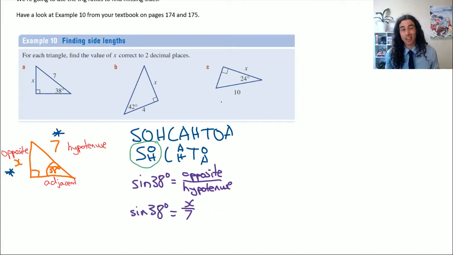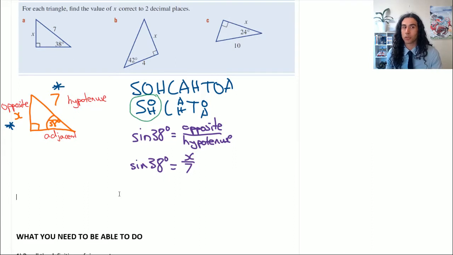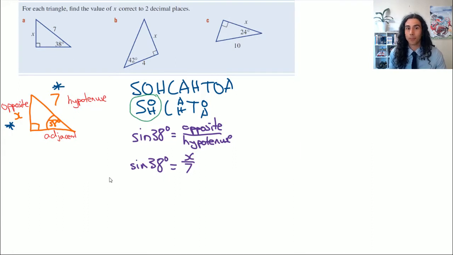Now, early in the year and previous years, we did some equations. And in order to find x, we need to get x by itself. What I'm going to do here is multiply both sides by 7 to get rid of that 7 there. Times that by 7, times that by 7. Then you'll end up with x by itself over here, and you'll have 7 sine 38. We don't normally write the times, but I just put that in there.